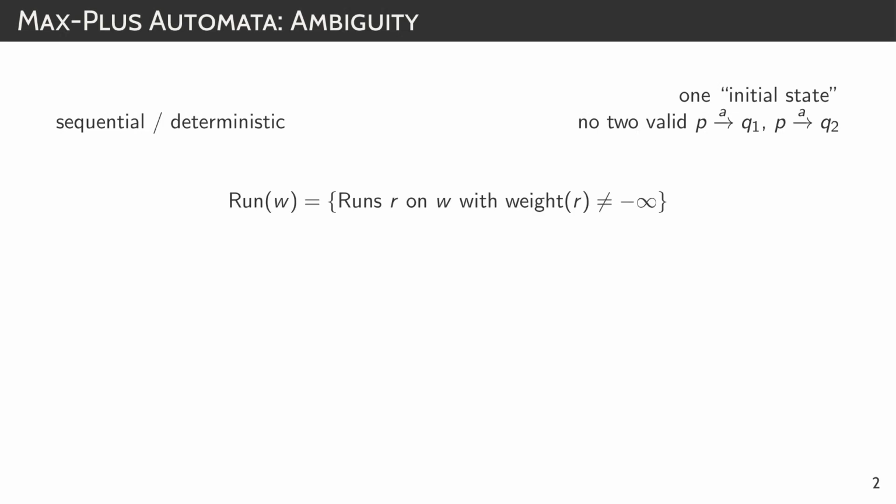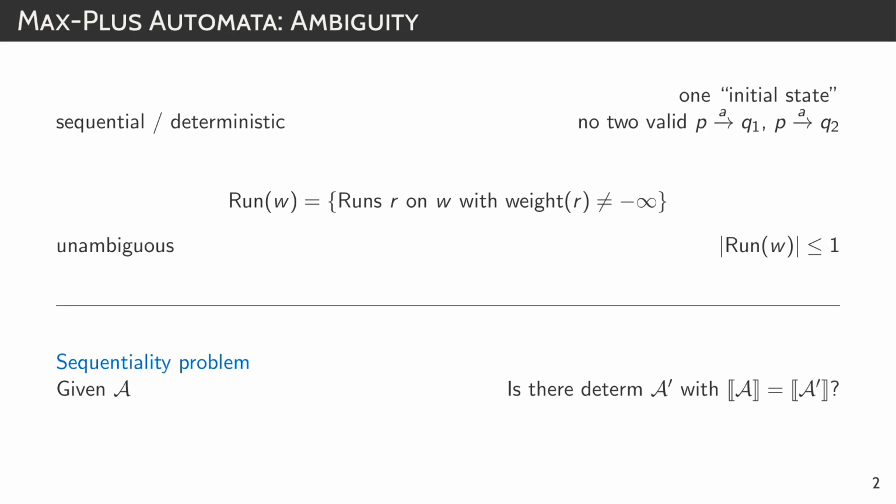For the other type of ambiguity, we consider the number of runs that we have on each word. So this set here contains all runs on the word W whose weight is not minus infinity, so which are valid. Then we call an automaton unambiguous if on every word there is at most one valid run.